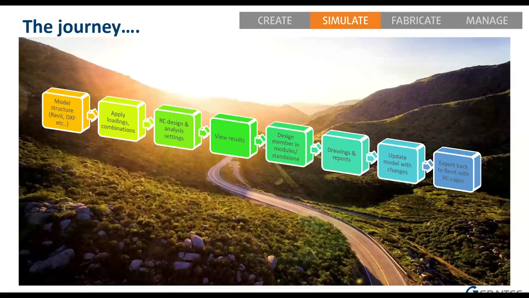So now, what does that journey look like? That involves us going from modeling right the way through to being able to design the RC element, and then finally being able to export that back to Revit. To start with, you generate your model in advanced design, either from scratch, or you can look at importing it from Revit or a DXF or an IFC file.